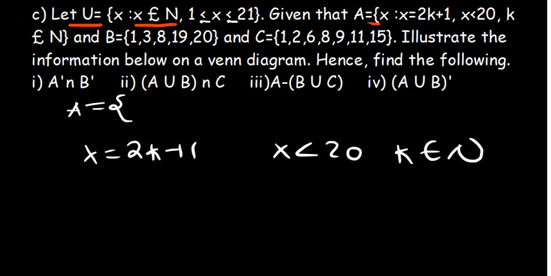So the values of x that we're interested in should be less than 20. They are the ones that are going to make up A, and these should satisfy this. Okay, so we can start by inputting the natural numbers. So I'll start with 1. 1 times 2 is 2, plus 1 is 3. Again, I put in a 2. 2 times 2 is 4, plus 5. Again, I put in a 3: 6, 7.